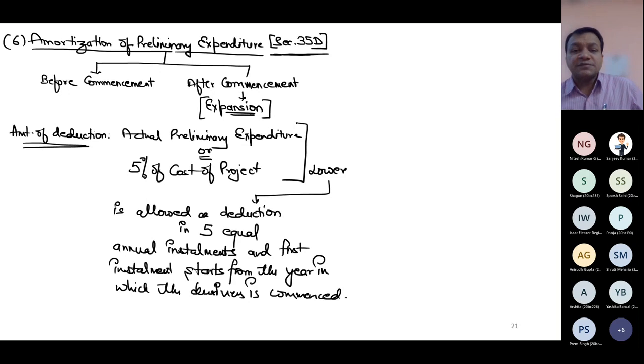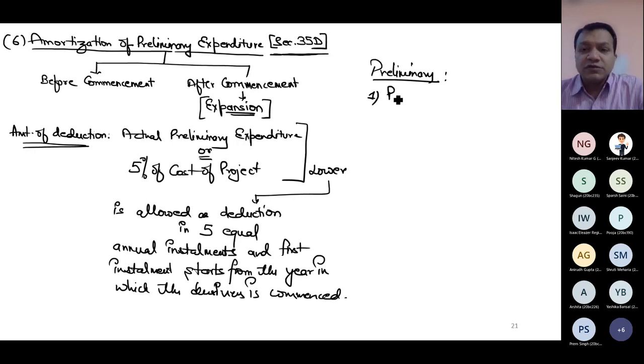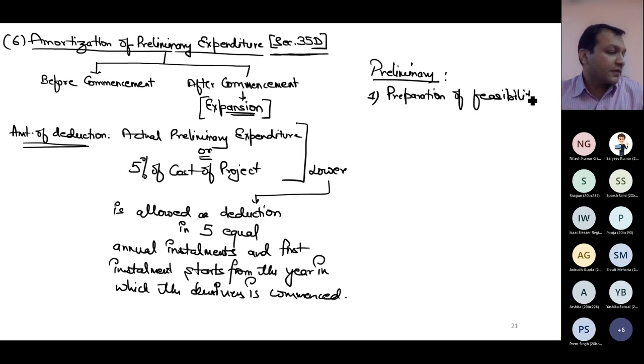What can be preliminary expenditure? Now this is the question. What do you mean by preliminary? So you must know that what type of expenses can be preliminary. What expense I can call as preliminary? Preparation of feasibility report. So let me note down those which are written in the act. Preparation of feasibility report. Preparation of project report.